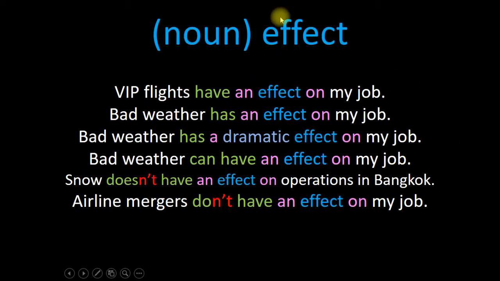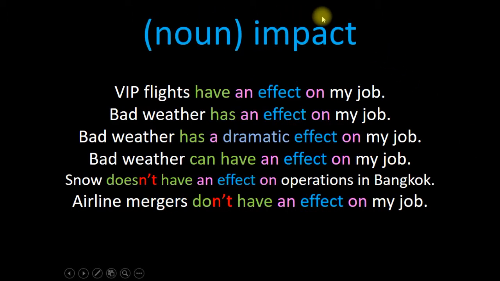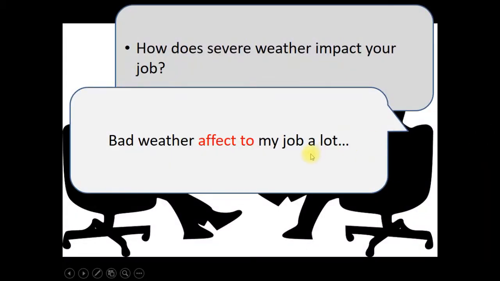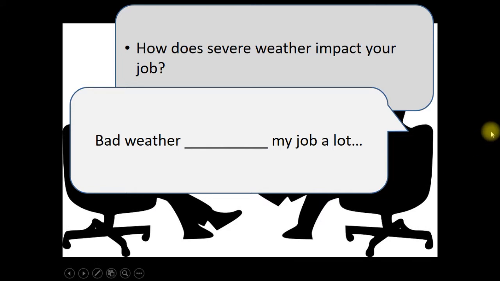Likewise, the noun effect is basically the same, especially structure-wise, as impact, the noun. So here we see have an effect on, has an effect on. We can also say VIP flights have an impact on. Bad weather has an impact on. So the grammar and the structure is exactly the same, even with the prepositional collocation. So here we go again. How does severe weather impact your job? Bad weather affect to my job? No. Shouldn't do that.